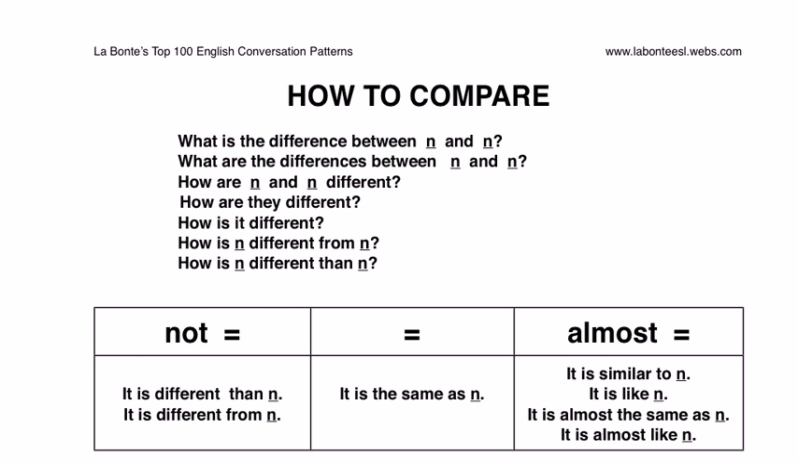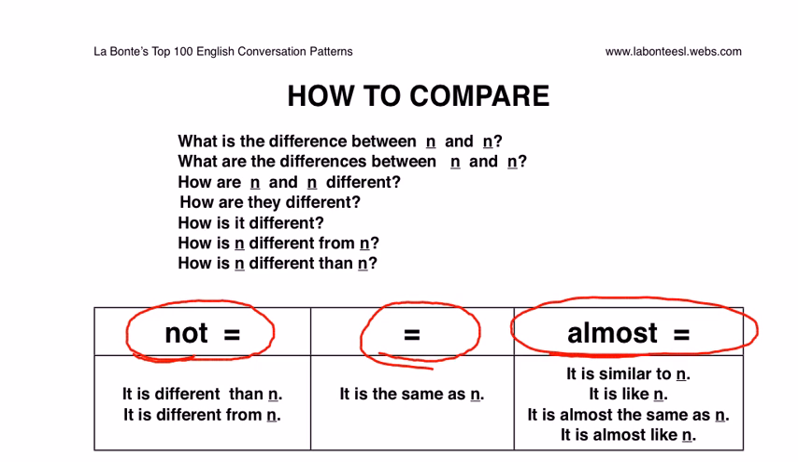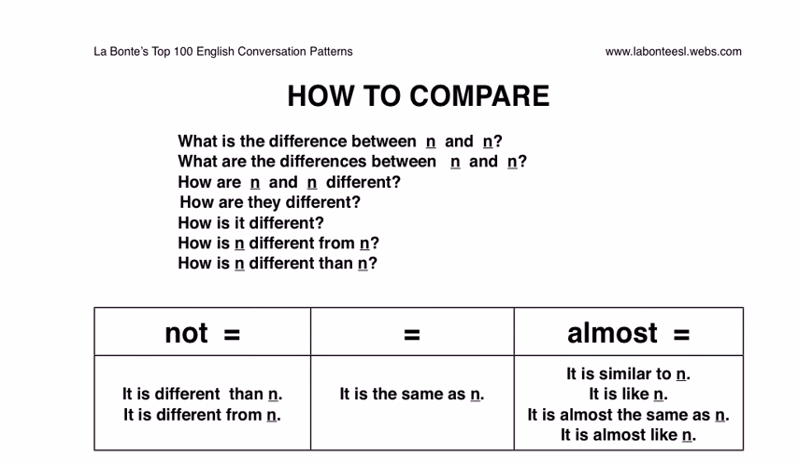Very simply, things can be either not equal, equal, or almost equal. And here we'll find the differences when things are not the same. It is different than that. It is different from that. Different from, and then they are the same.